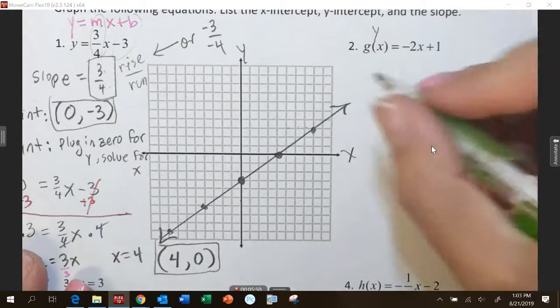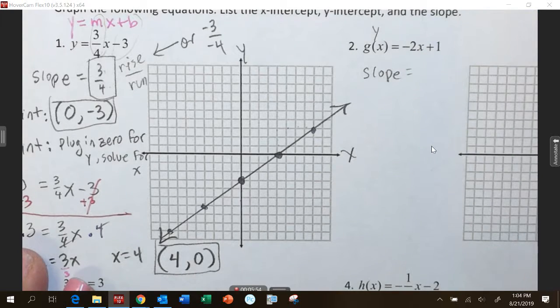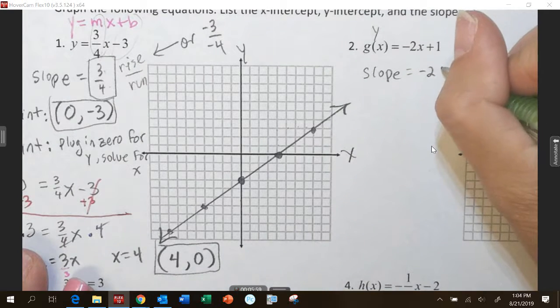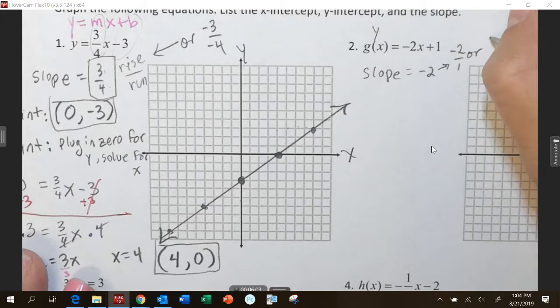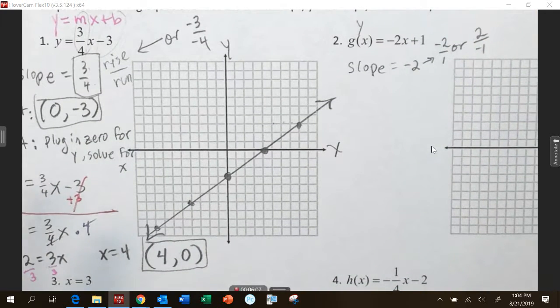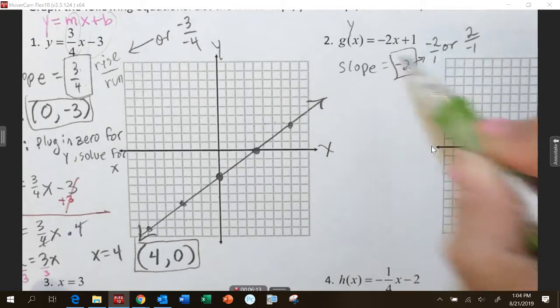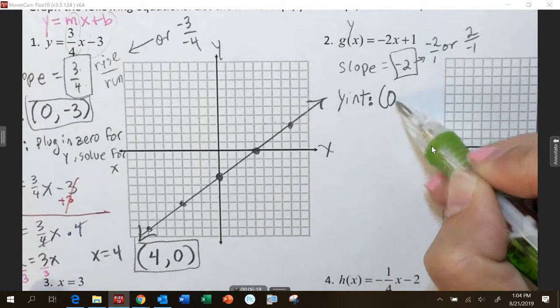So we're going to find our slope. Can you guys yell out the slope? Negative 2. You can write that as negative 2 over 1, or you can write it as positive 2 over negative 1. Either way is going to help you graph. But the slope is negative 2. I'm just talking about when you graph it. The y-intercept is 0, 1.